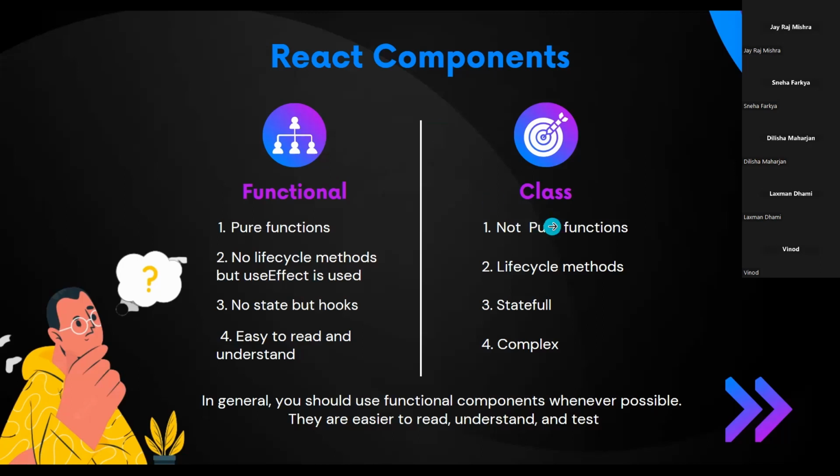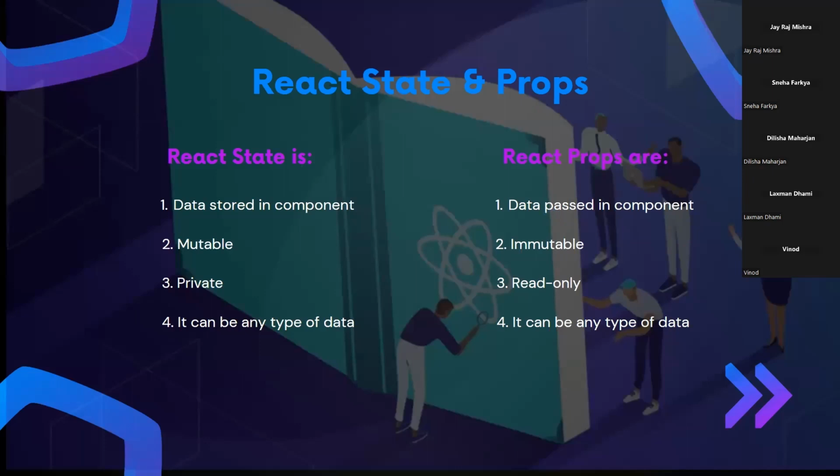So moving ahead, we have React state and props. We had this discussion in the previous slides that React state and props are basically like a cookie inside a box. Let's take that example forward. State is that cookie which is stored in that box. Now you can eat that cookie anytime and refill that component or that box again. So states are mutable. They are private and can be of any type of data. For example, let's say you are eating that cookie and then refilling it with some pudding or cake.